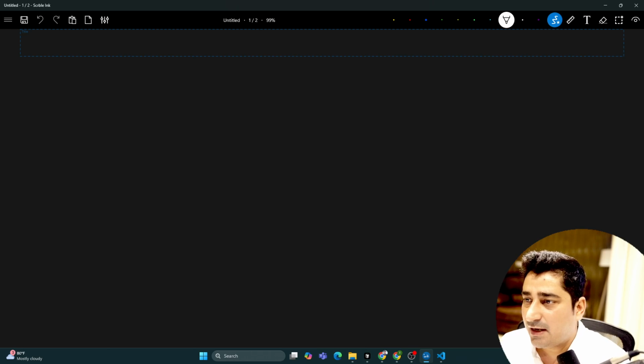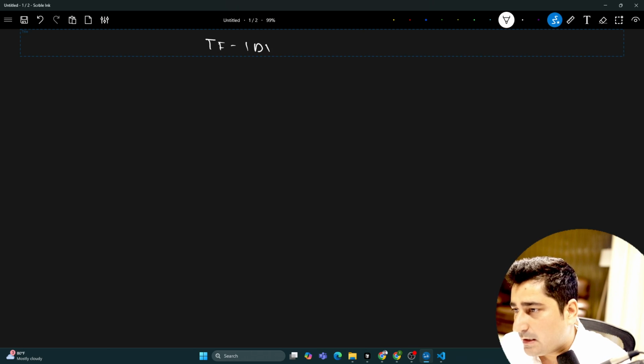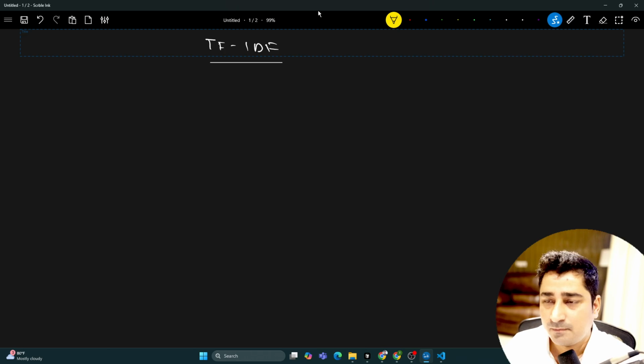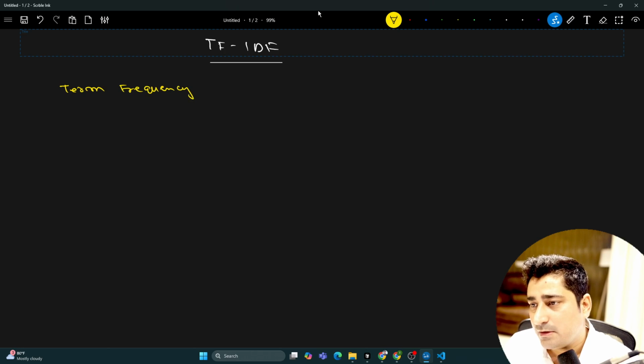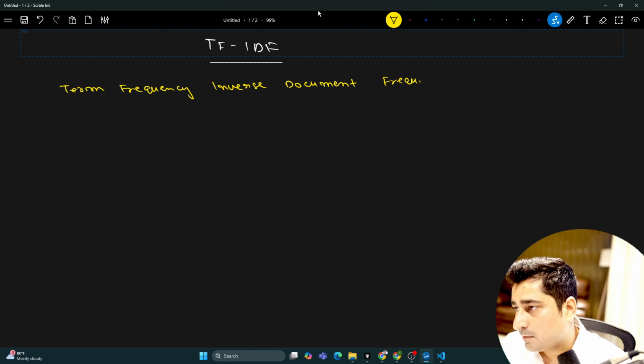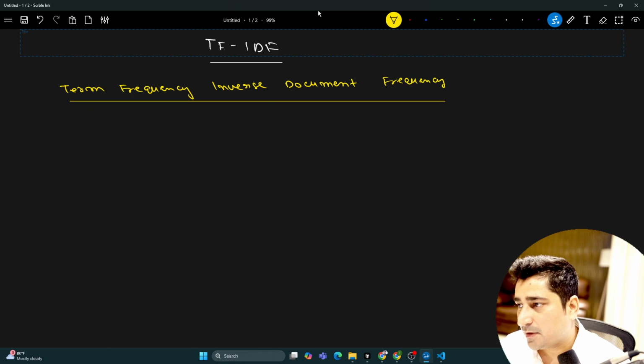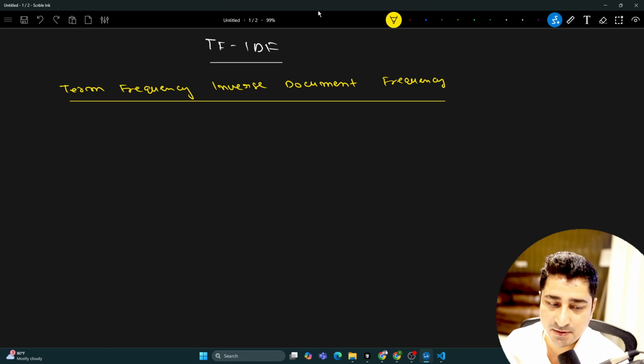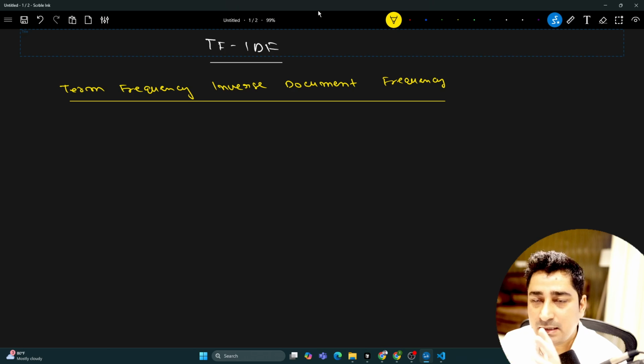So here, let's suppose I have written TF and IDF. The full form is term frequency inverse document frequency. It's very simple. Term frequency inverse document frequency, that's the full form of this one. This is another vectorization technique by which you can convert your corpus, your data set, into a numerical representation. Nothing different, but it is a little bit different.